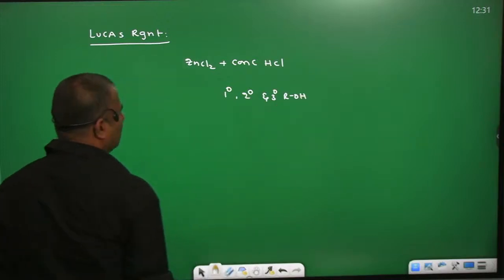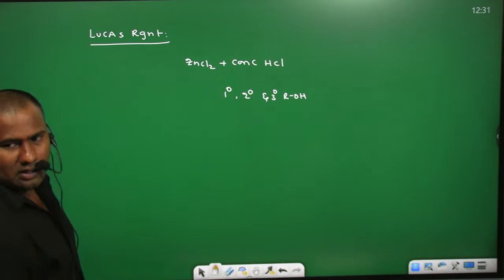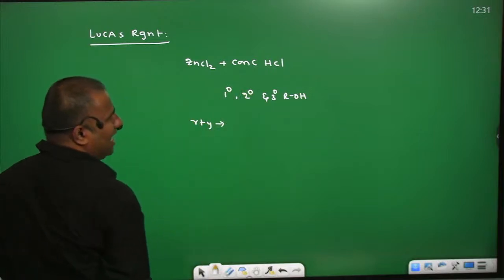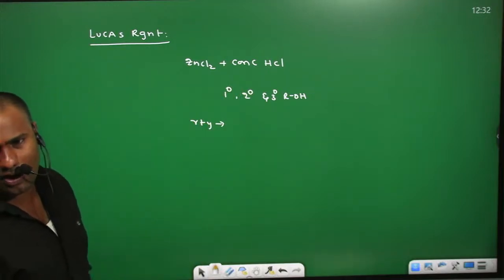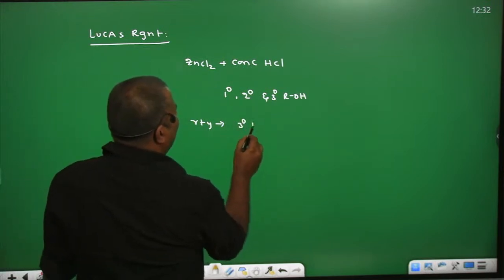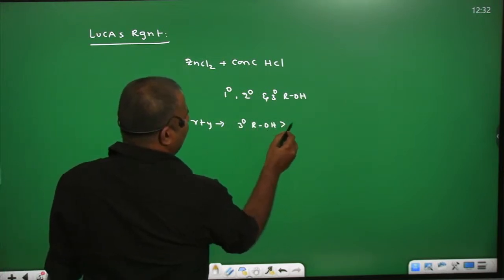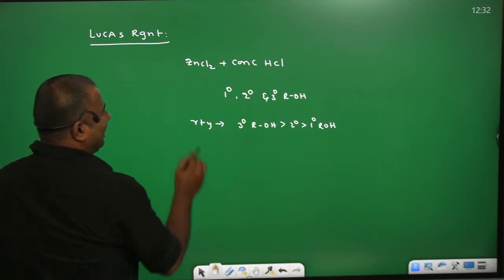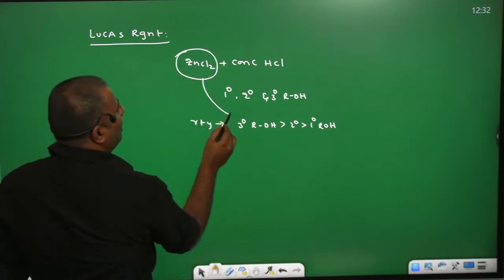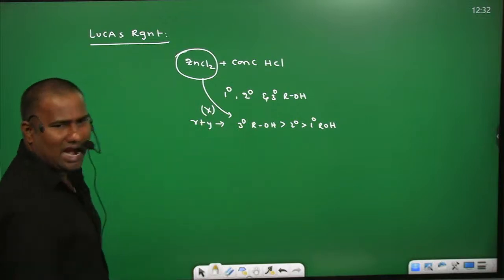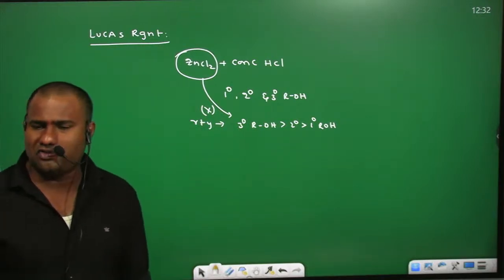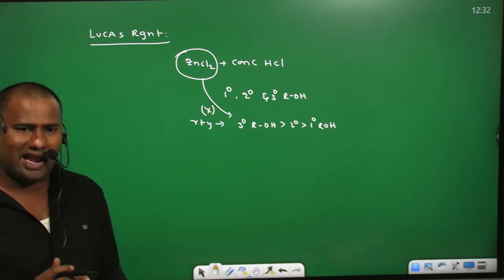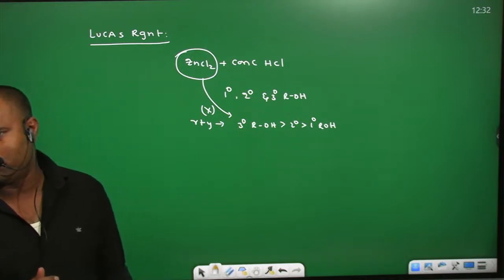If you find the reactivity with concentrated HCl and zinc chloride, the reactivity of tertiary alcohols is greater than secondary, which is greater than primary alcohols. That is the reason tertiary alcohols need not have zinc chloride added, because zinc chloride acts as a catalyst.